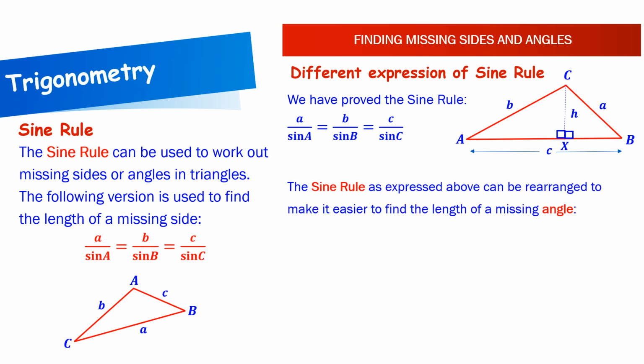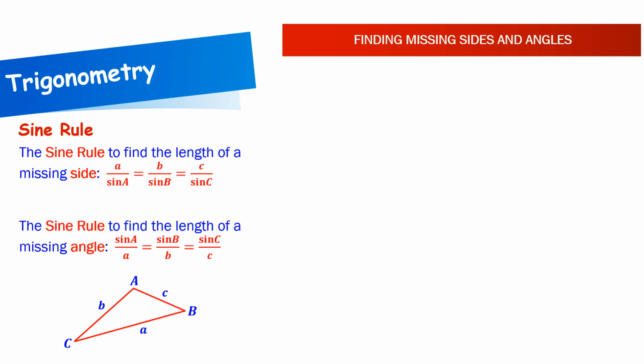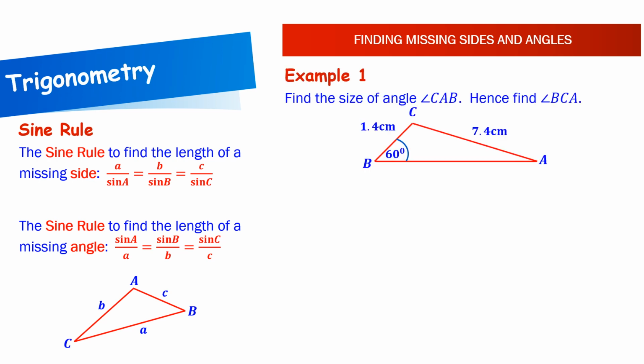The sine rule, as expressed above, can be rearranged to make it easier to find the size of a missing angle. In this form, sine A over A equals sine B over B equals sine C over C. Both versions of the sine rule have been presented on your screen. Let's apply one of these versions to an example.